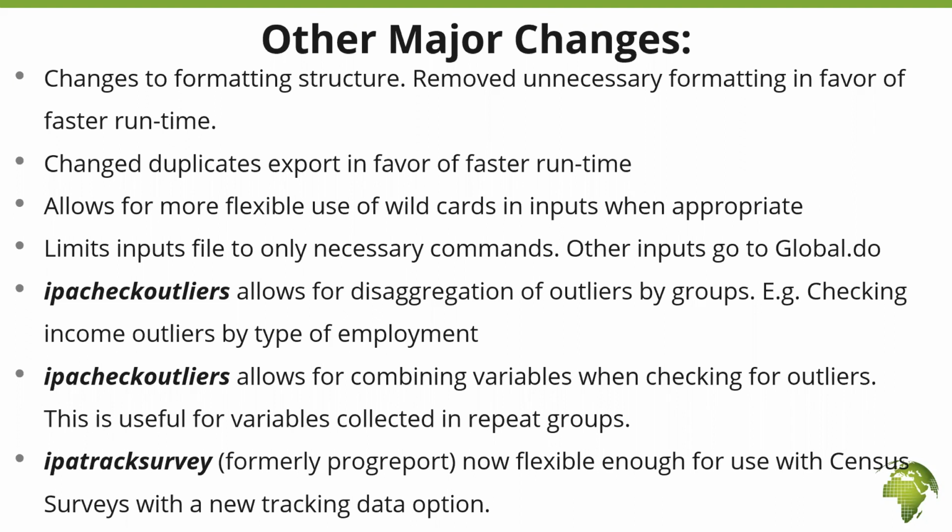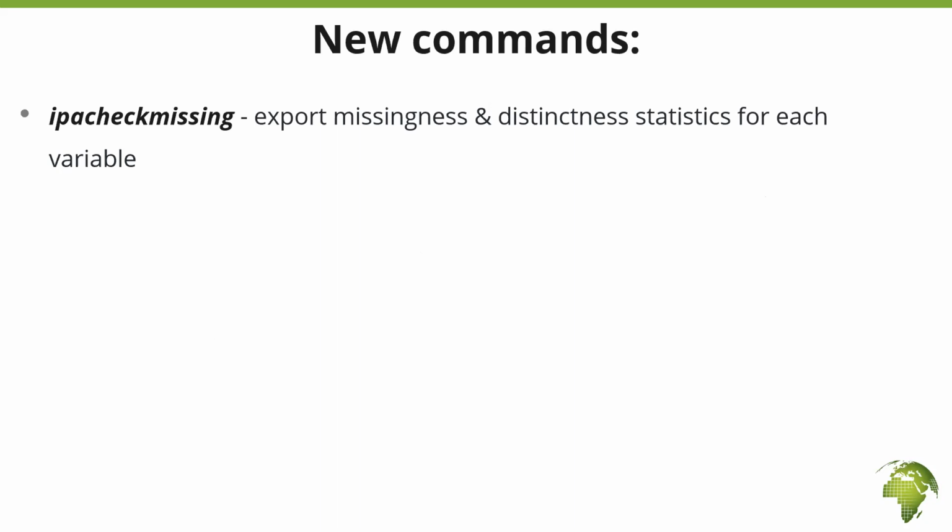The advantage that this gives you is that now when you are running a census, you can run IPA track survey on your census data set, and it would help you keep track of your census. Prog reports couldn't really work with a census data set because you needed a preload data set that it would match with, but this time you no longer need that. So this can work with census data sets as well.